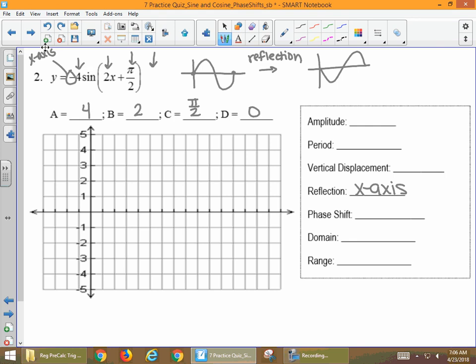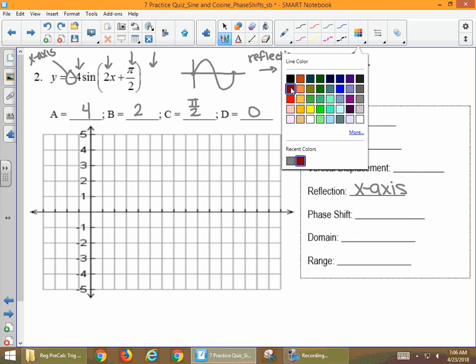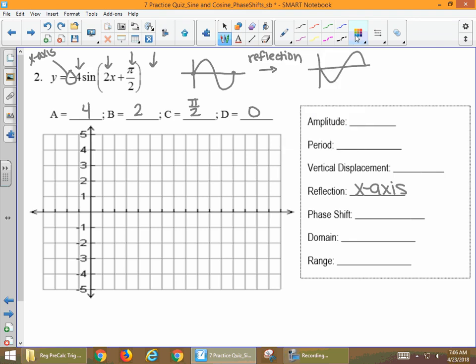And I think it is really helpful to write these details, if you're still struggling with where does amplitude come from. Amplitude is A. Period is 2 pi divided by B. Vertical displacement is D. Phase shift is C over B. Because you really can't get the graph right without those details.